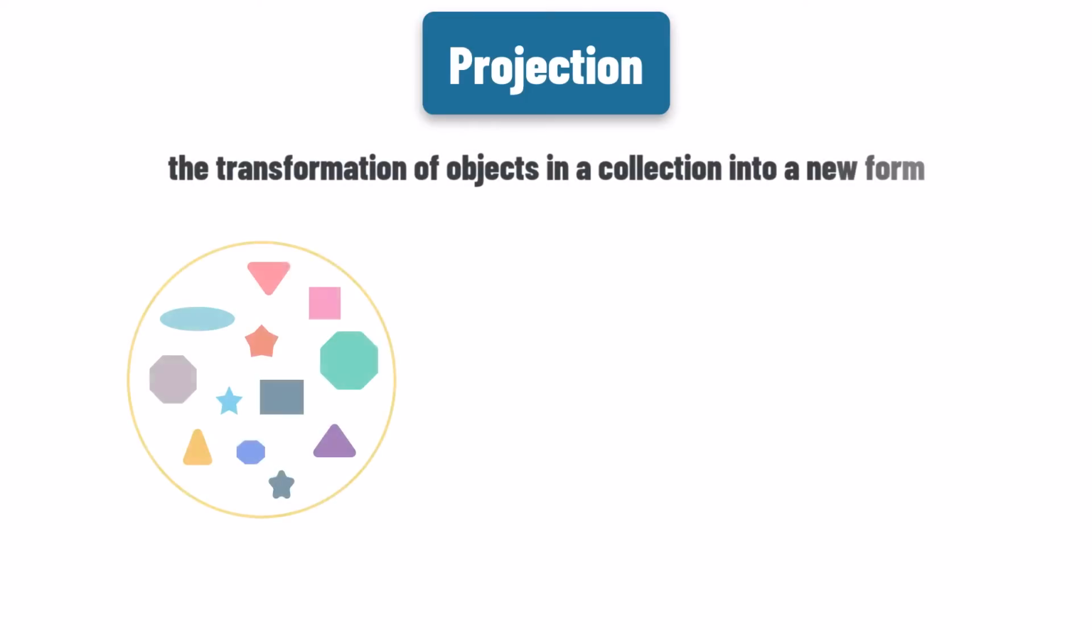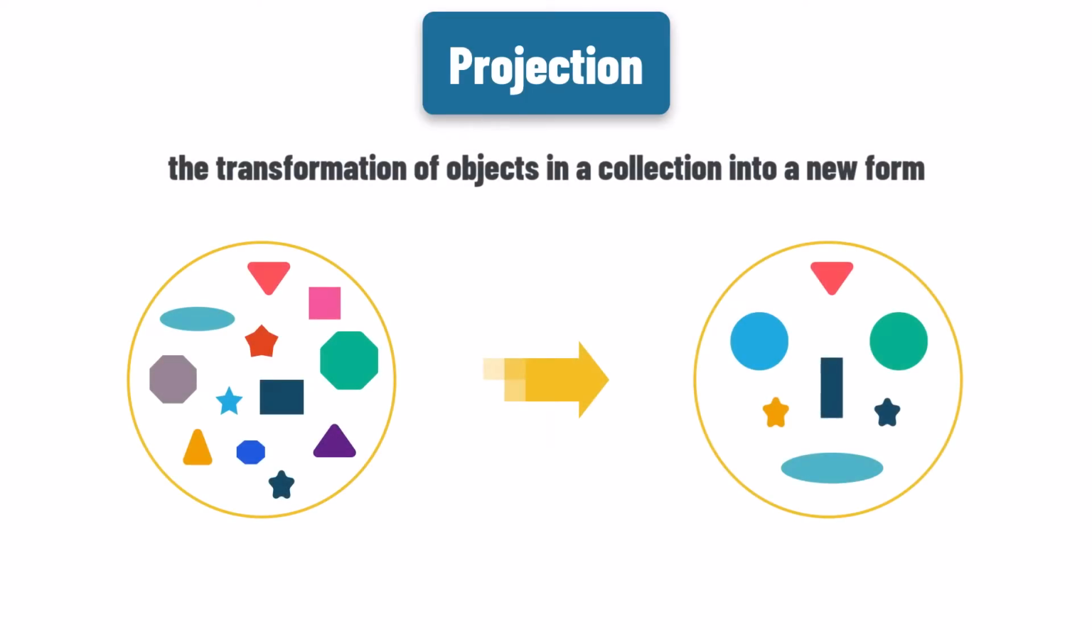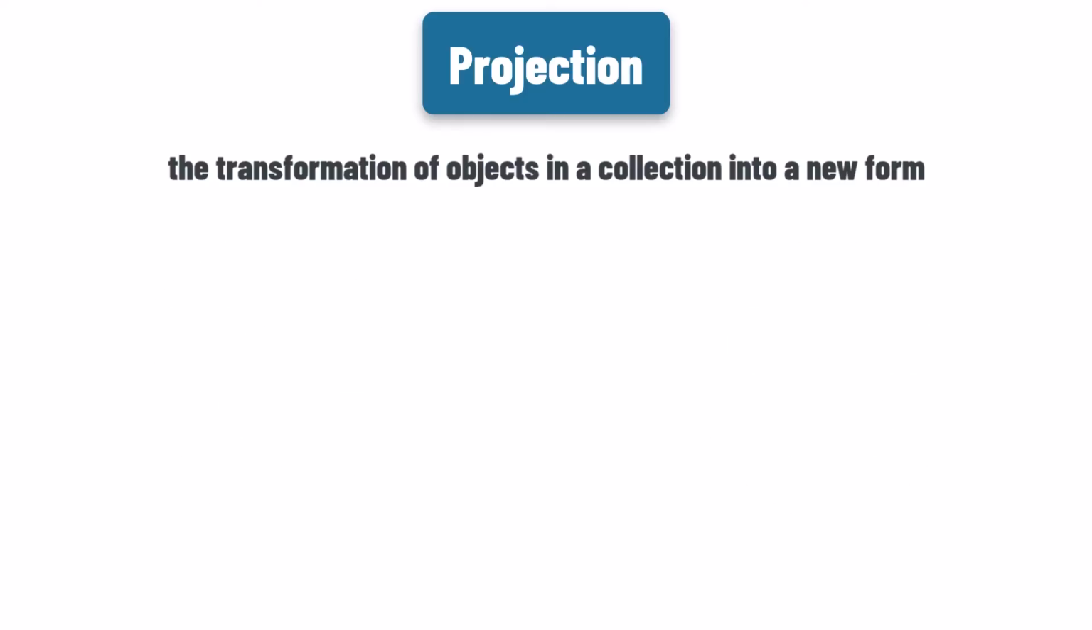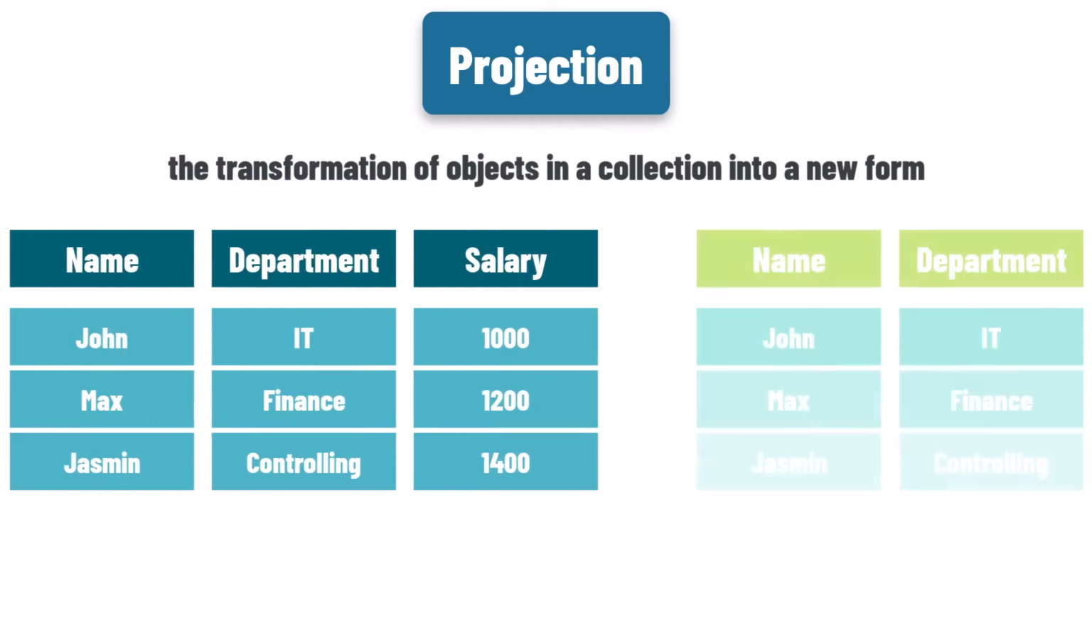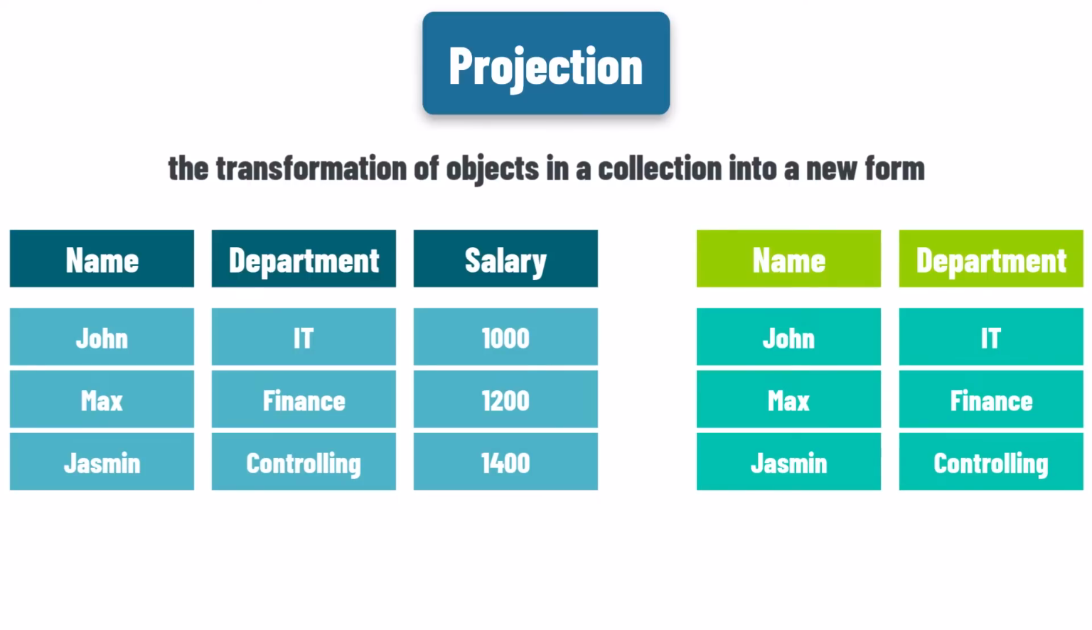a new form. This doesn't mean altering the original objects. Instead, projection creates a new sequence, where each element has been transformed based on a specified criteria or function. For instance, imagine you have a list of employees in form of a table. Each employee has properties like name, department, and salary. With projection, you could transform this list to create a new sequence, maybe just the names and departments, or perhaps calculating a new field like annual salary.